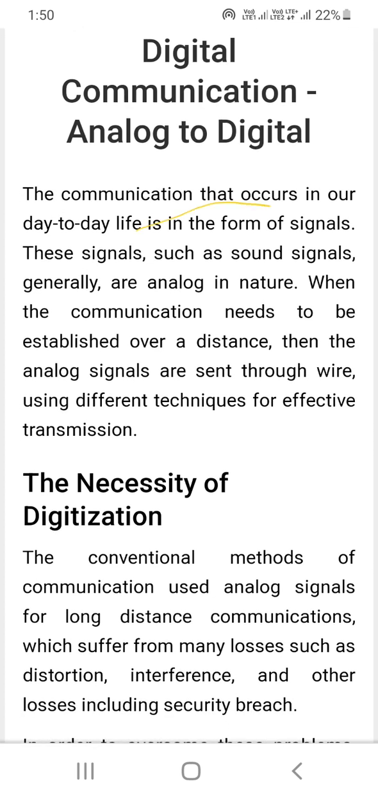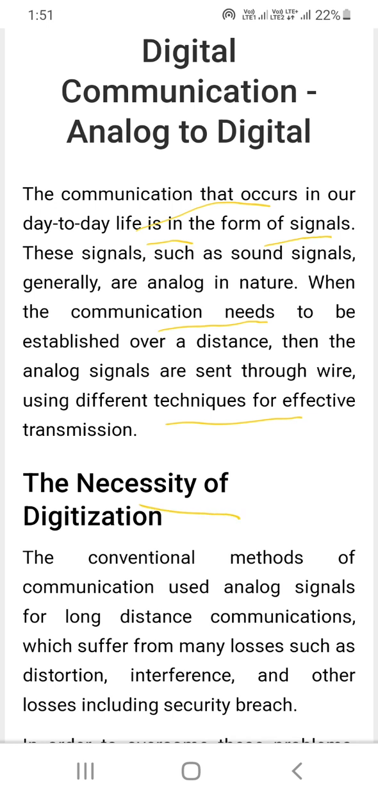The communication that occurs in our day-to-day life is in the form of signals. These signals, such as sound signals, are generally analog in nature. When communication needs to be established over a distance, the analog signals are sent through wires using different techniques for effective transmission.